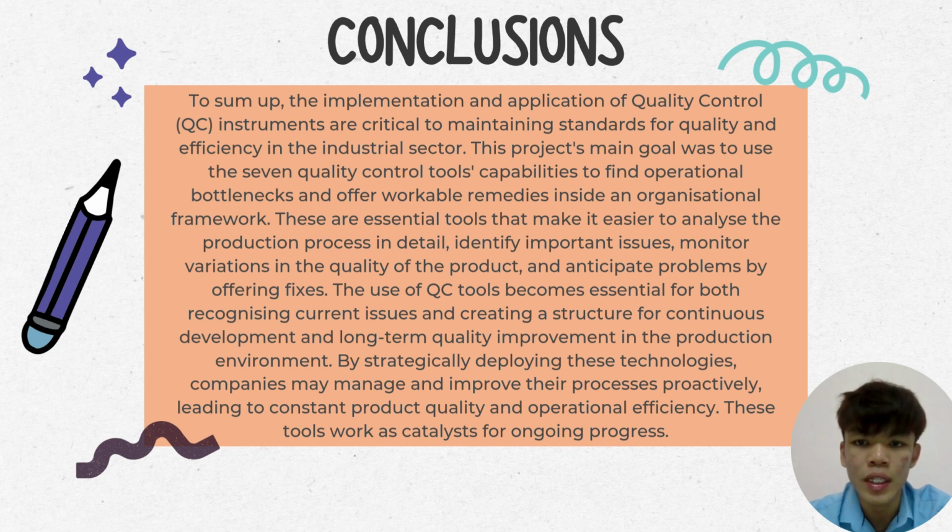These are essential tools that make it easier to analyze the production process in detail, identify important issues, monitor variation in the quality of the product, and anticipate problems by offering fixes. The use of QC tools becomes essential for both recognizing current issues and creating a structure for continuous development and long-term quality improvement in the production environment. By strategically deploying these technologies, companies may manage and improve their processes proactively, leading to consistent product quality and operational efficiency. These two work as catalysts for ongoing process.